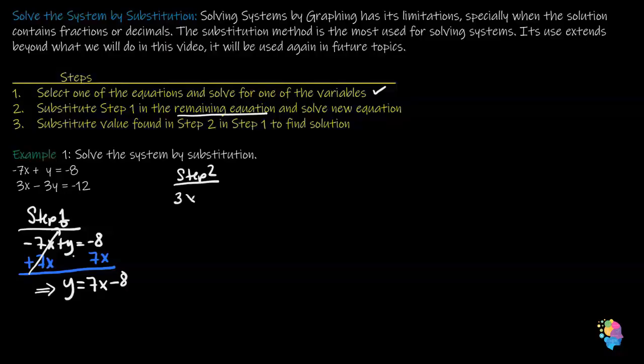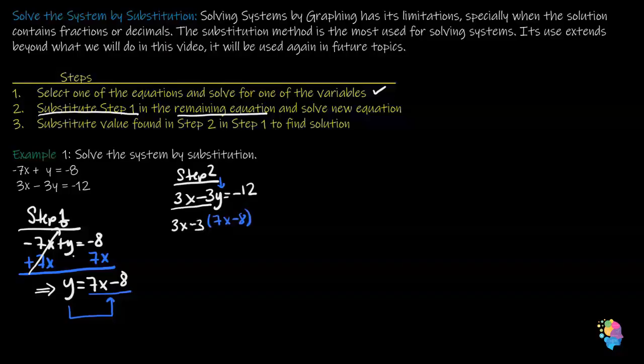So that is 3x minus 3y is equal to negative 12, and we need to substitute what we found in step 1. Well, in step 1, I found that y can be replaced by 7x minus 8. So right here where I see a y, I'm going to replace it with 7x minus 8 and then bring down the rest. So I have a 3x minus 3 before, and then I have that minus 12 equals minus 12 on the other side.